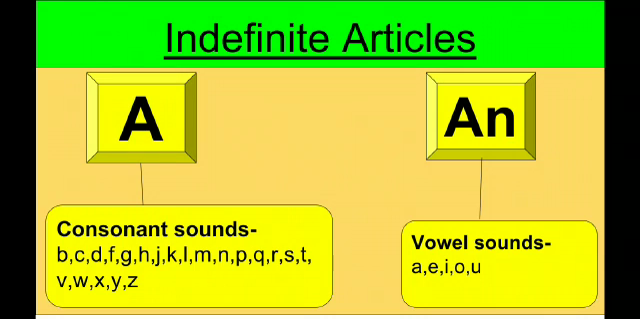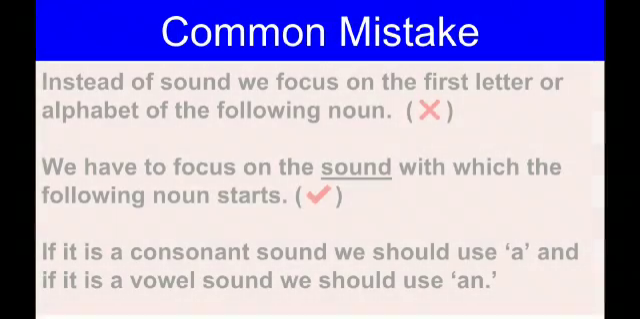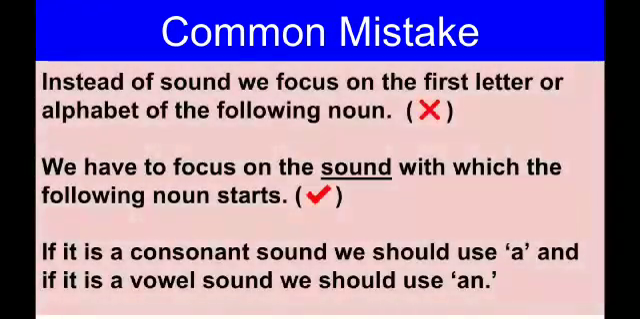Now the vowel sounds are generally related to these 5 letters A, E, I, O, U. These are vowel sounds. And the rest of the alphabets or letters are related to the consonant sounds. But there are exceptions and we are going to explore them.